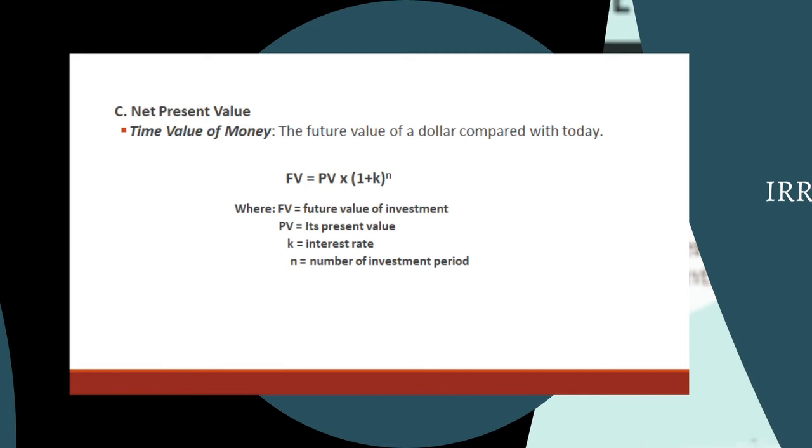So to solve for the time value of money or the net present value, you can use the formula FV is equal to PV times (1 plus K) to the N, where FV represents the future value of an investment, PV its present value, multiplied by 1 plus the interest rate, that is K, to the power of N, where N is the number of investment periods usually expressed in years.